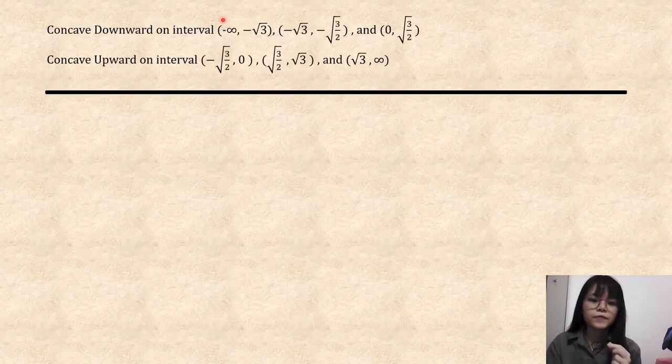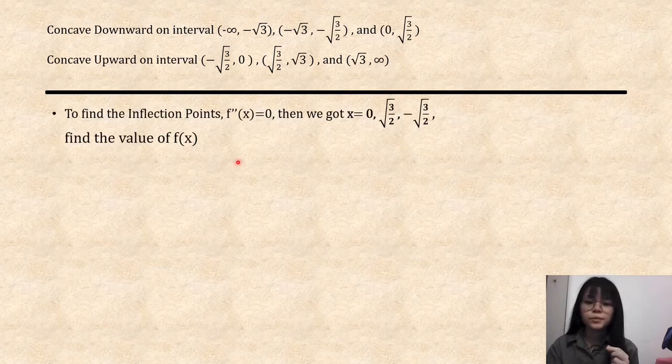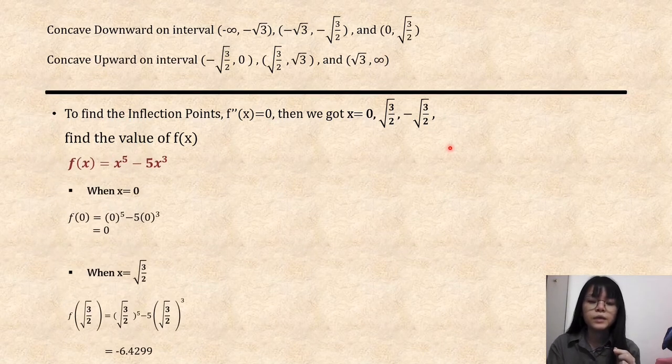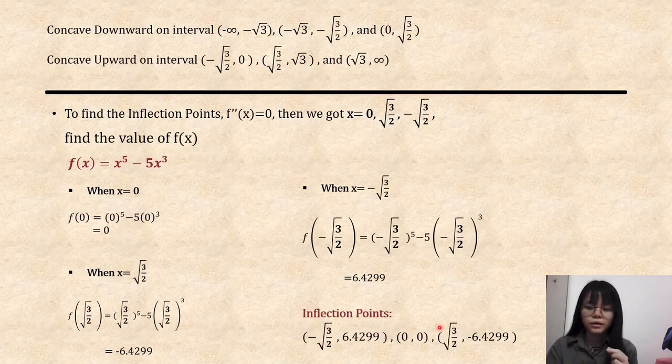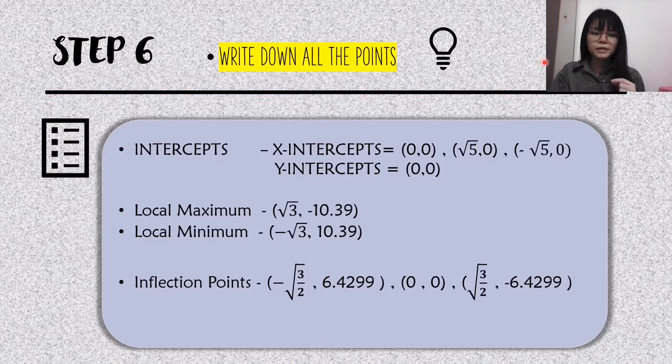In the previous steps, we got concave downward on these 3 intervals and concave upward on these 3 intervals. To find the inflection points, we set the second derivative equal to 0, then we got x is equal to these 3 numbers. And then we substitute the x into f(x), then we got the inflection points. Okay, the next step is to write down all the points because we want to sketch the graph. So we have the x and y intercepts, local max and local min, and lastly the inflection points.